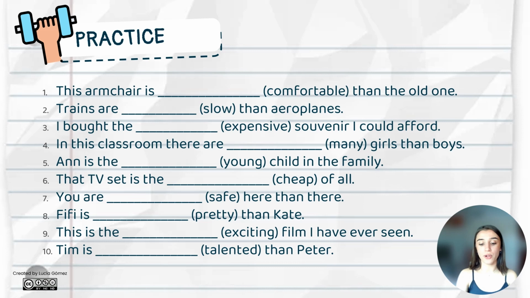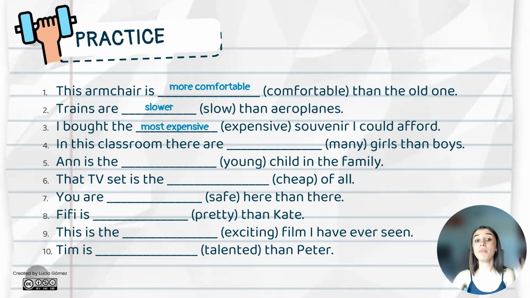So, first of all, this armchair is more comfortable than the old one. We know that we are comparing two things, this armchair with the old one, and also since we have than, it's easy to guess that it's a comparative, okay? Since comfortable is long, we do it like in that way. Then trains are slower than aeroplanes, same thing, in this case, shorter.